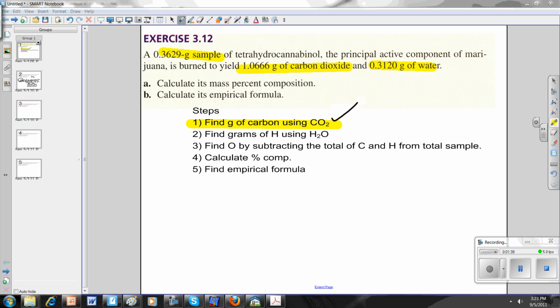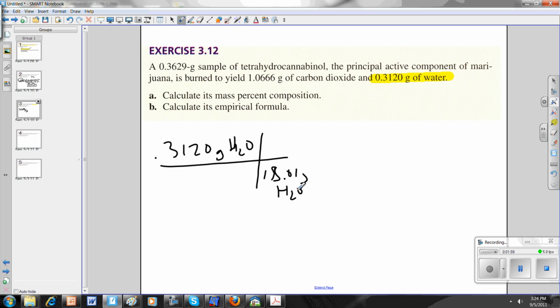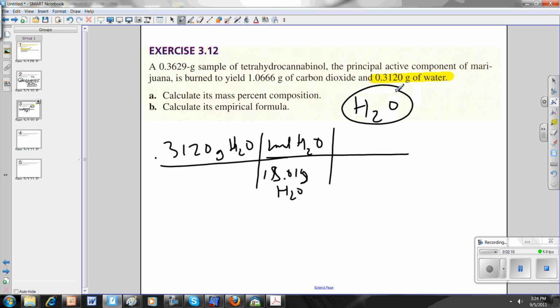Step 2, you're supposed to find the grams of hydrogen using water. Well, if you look, they tell us we have that much water. So our next step is to take 0.3120 grams of water. Molar mass of water, we're going to say is 18.01 grams of water. It's equal to 1 mole of water, which brings us to the ratio inside. If you look at water in the formula, how many H's do you see? I see 2. So in 1 mole of water, I see 2 moles of H's.